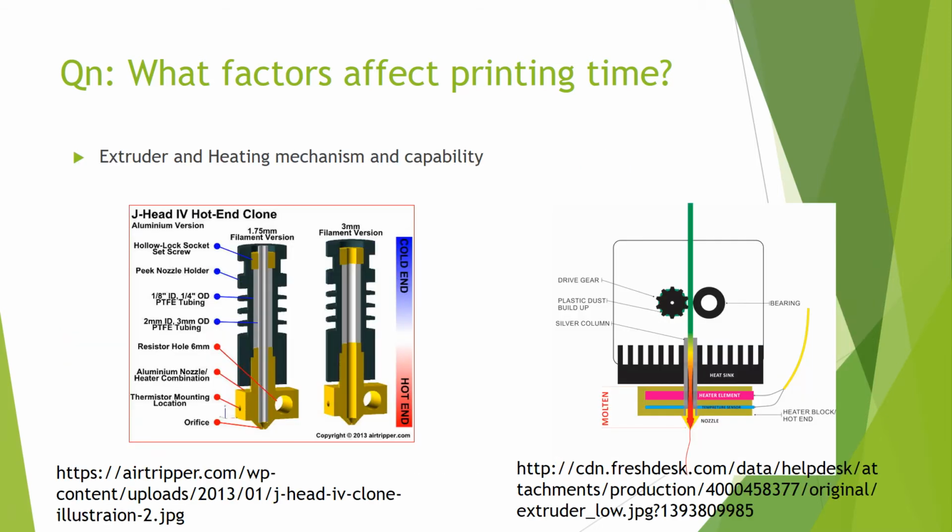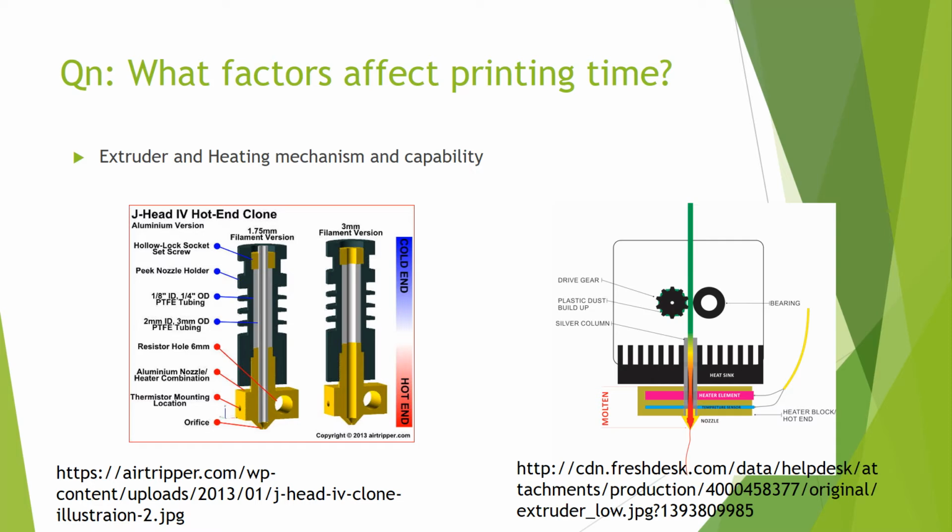The next factor that can affect the printing time would probably be the hot end extruder heating mechanism component. Basically there are two types of hot end typically. One type of hot end can handle the 1.75 mm diameter filament. The other hot end can handle the 3 mm diameter filament. I believe the hot end that can handle the larger filament size can probably also deposit more plastic during the process itself.